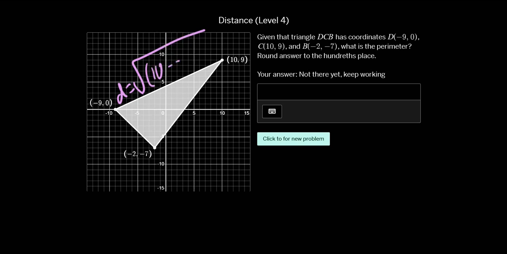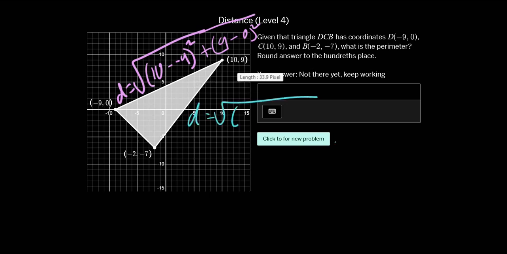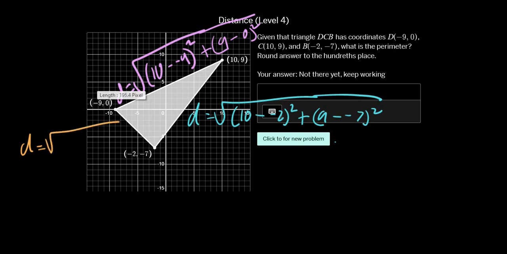10 minus negative 9 squared plus 9 minus 0 squared. And then we go to the other side, and the same thing. We'd get 10 minus negative 2 squared plus 9 minus negative 7. And we do it on the last side. So negative 2 minus negative 9 squared plus negative 7 minus 0 squared. And so we'd get those 3 points, which would be very ugly decimals. We would add them all together, and we would round it to the hundredths place.